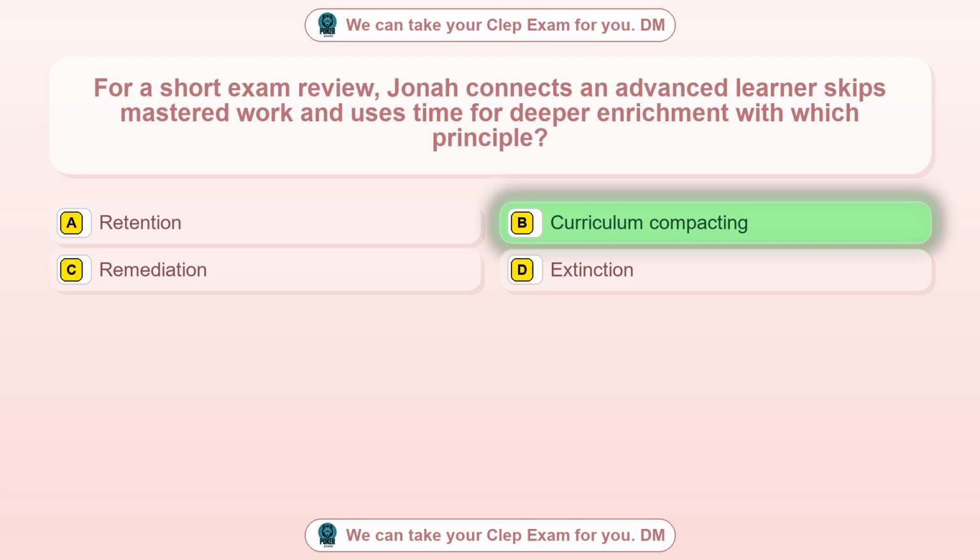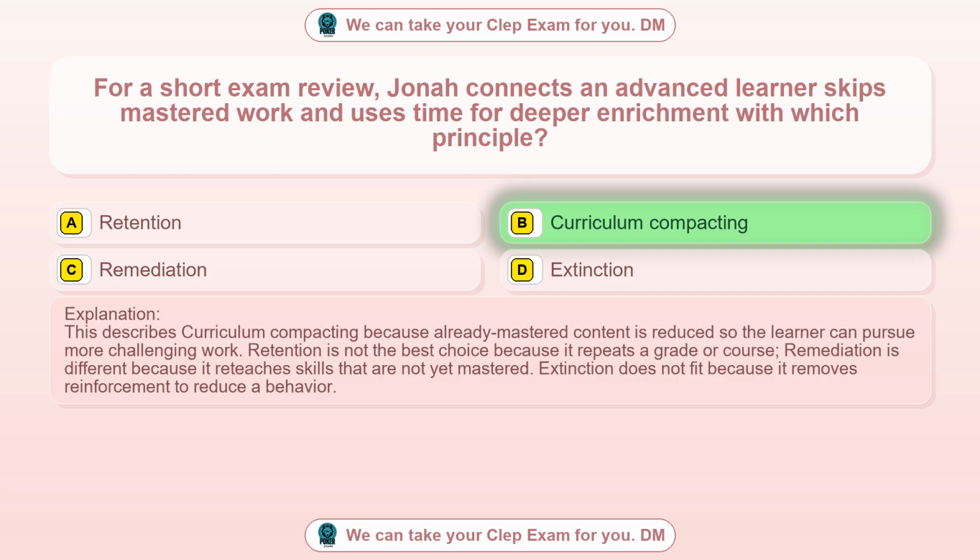Curriculum compacting. This describes curriculum compacting because already mastered content is reduced so the learner can pursue more challenging work. Retention is not the best choice because it repeats a grade or course. Remediation is different because it retaches skills that are not yet mastered. Extinction does not fit because it removes reinforcement to reduce a behavior.